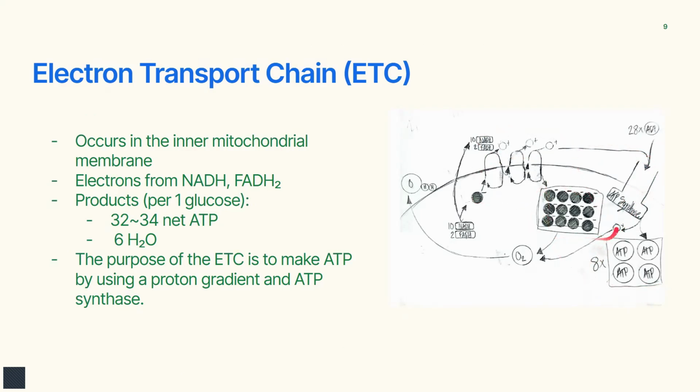After the ETC, the electrons are very low energy. They just spent all their energy pumping all these protons out of the cell to create this proton gradient, and now they're very low energy. Not many things want low energy electrons, but oxygen does. So oxygen will take the electrons and the protons that were just pumped, and combine them to make water, and that water will then be released. That leads us to our products, which are 34 net ATP and 6 H2O. The overall purpose of the ETC is to make ATP by using the proton gradient and ATP synthase.